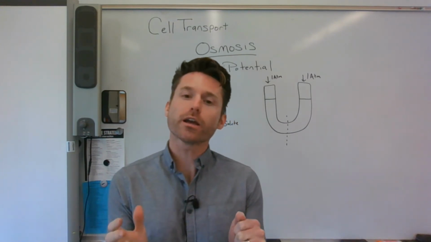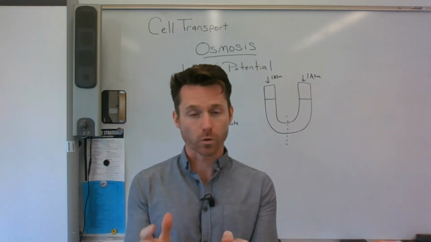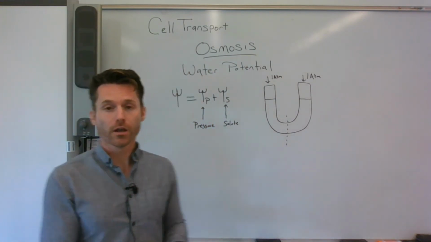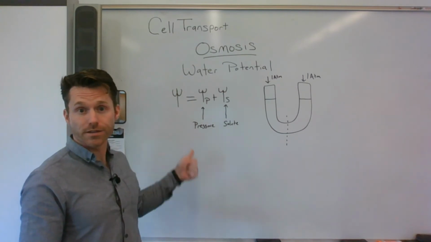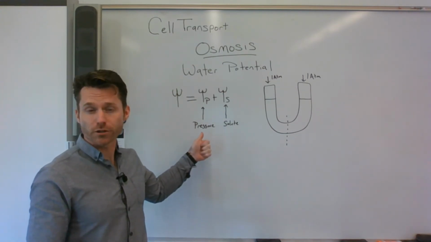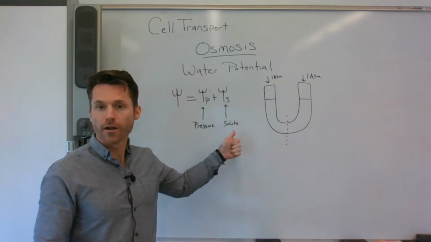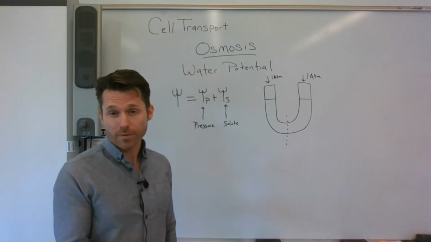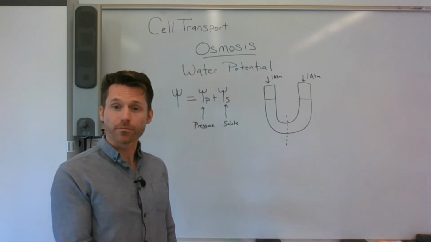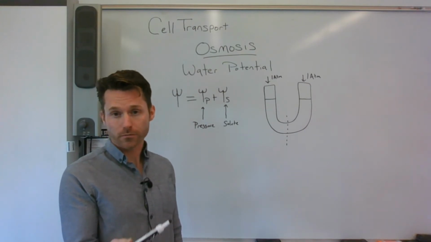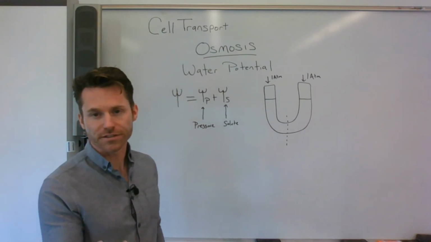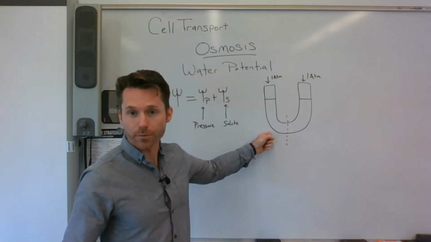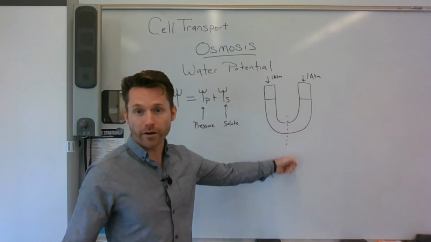So, when we are looking at the way in which water is going to move, we talk about it in terms of water potential. And so water potential is the sum of the pressure potential and the solute potential from one side to the next. So what that means, basically, is how hard are we pushing on the water and how much stuff is in the water.